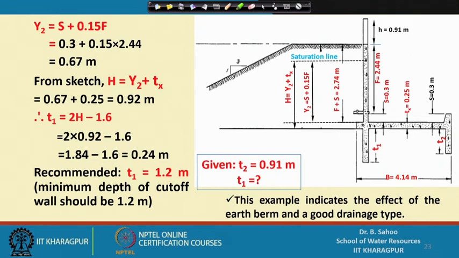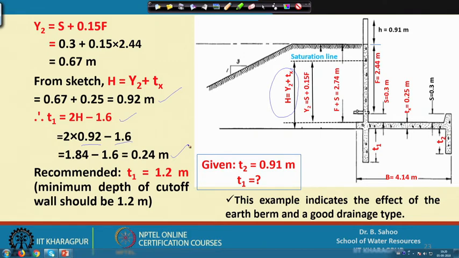So, S equal to 0.3 and F equal to 2.44. So, I can get y2 equal to 0.67 meter, and from the sketch you can get h equal to y2 plus Tx, and y2 equal to 0.67 plus Tx equal to 0.25. So, we are getting 0.92 meter. Once this h is known, you can estimate T1, equal to 2h minus 1.6. By putting the value of h here, we will get T1 equal to 0.24 meter.